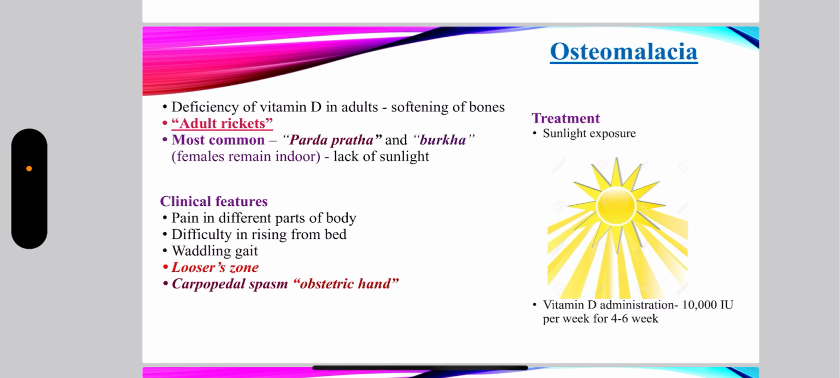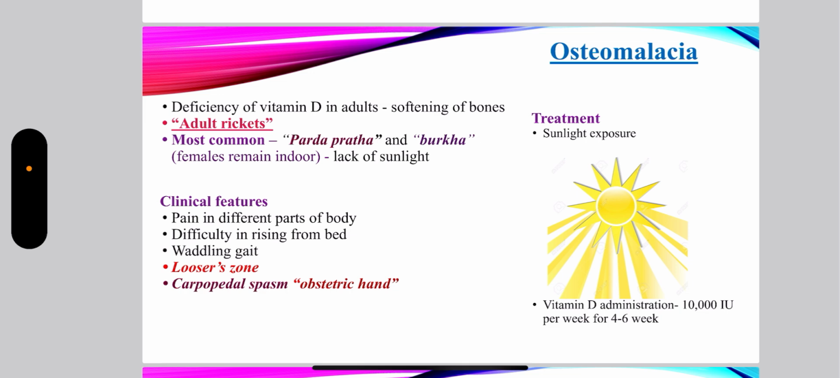Next is osteomalacia. Osteomalacia, what does it mean? Adult rickets. Rickets occurs in children; in adults, deficiency of vitamin D causes softening of the bones. It is osteomalacia. Commonly it is seen where there is lack of exposure to sunlight. Females who remain indoors can experience osteomalacia.